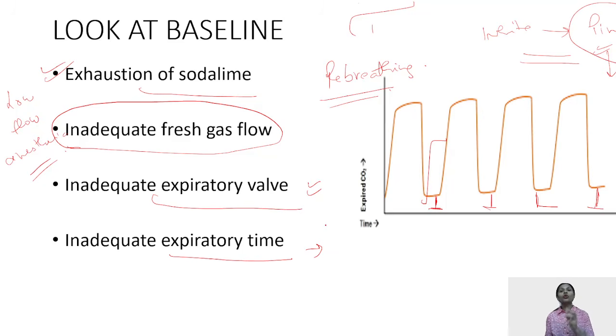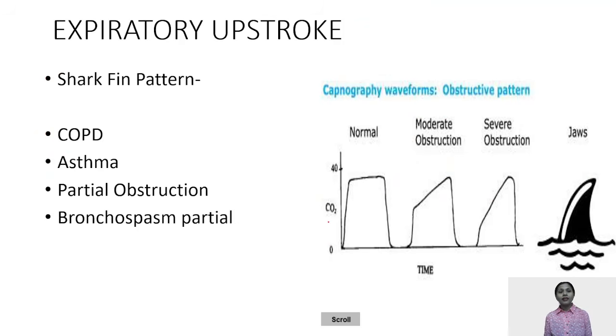Out of this, the most common two scenarios are the soda line has got exhausted or the fresh gas flow that we are giving is inadequate. So please look for certain hints in the question. For example, the color of the soda lime or the patient is undergoing low flow anesthesia. So the next scene that comes is expiratory upstrokes.